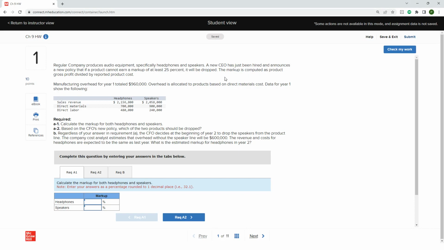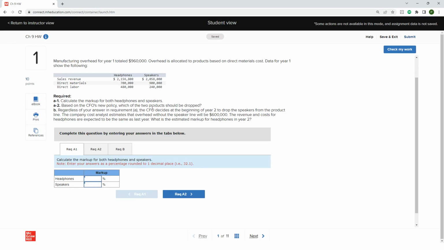Markup can be computed in a few different ways, and in this problem we're going to compute it as product gross profit divided by reported product cost. They give us the total manufacturing overhead of $960,000. We're going to have to allocate that overhead based on direct materials cost, and they give us different costs. They give us the materials and the labor costs for each product line, and they also give us the sales revenue of both product lines. And now we have to calculate the markup.